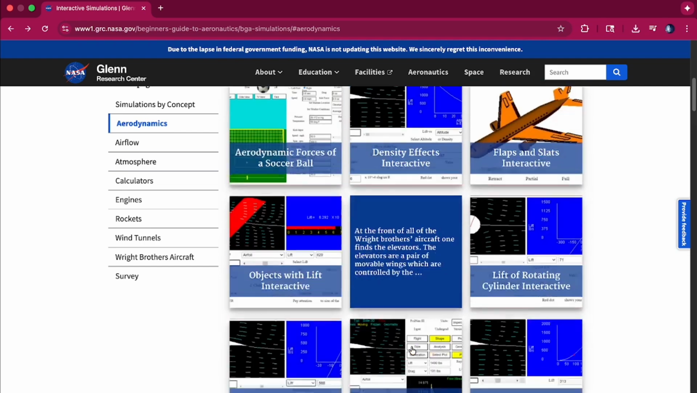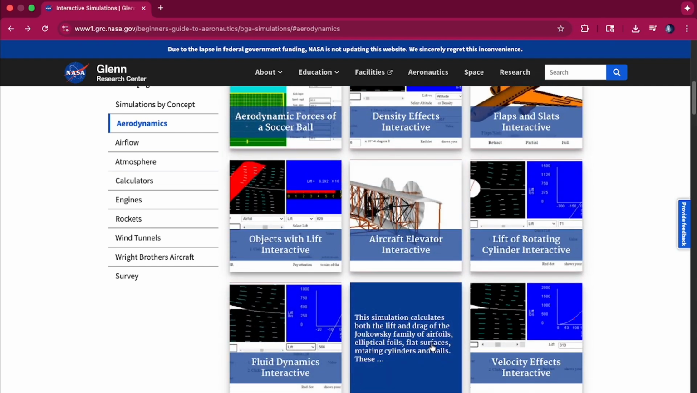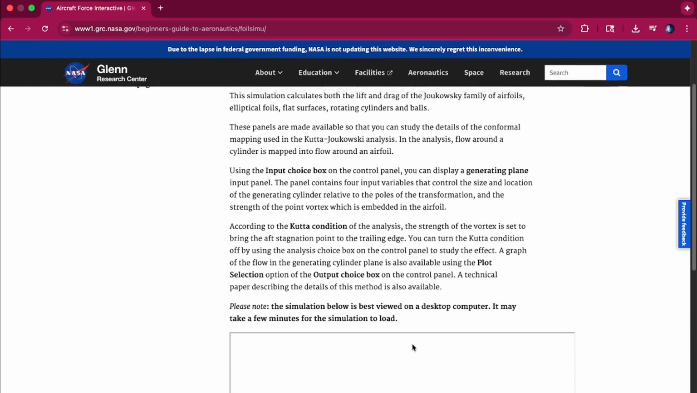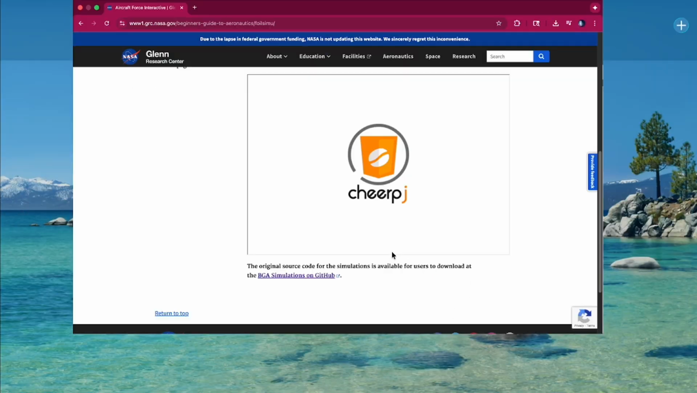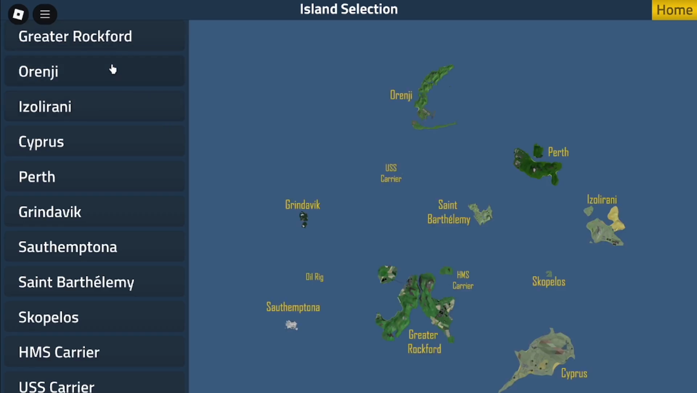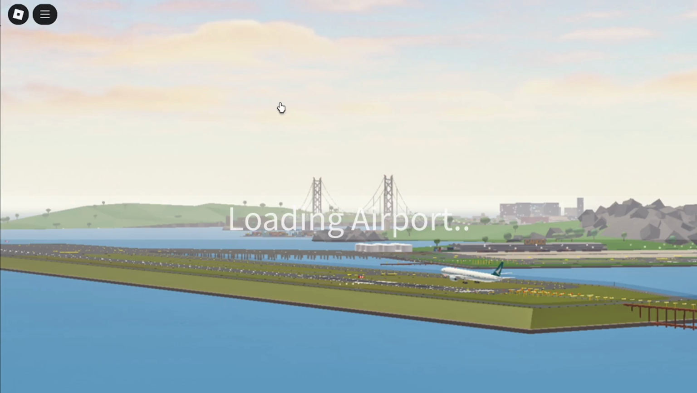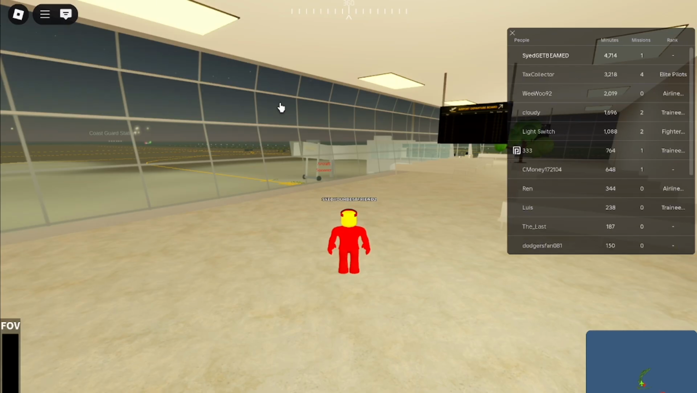Let's take a look into another one of these simulators. Aircraft Force, why not? Oh, this is nice. Okay, let's take a look at this really quickly. Hold on. I'm just gonna go to Tokyo, because there's a lot of planes in the international ones. The international ones here are Perth, Greater Rockport, and Tokyo. Those are really, really good. So let's take a look into these.